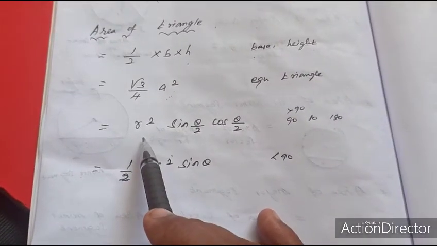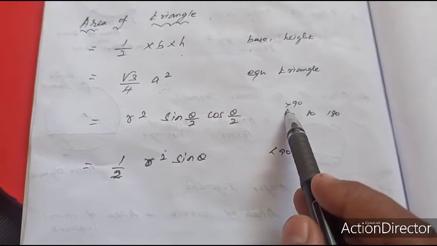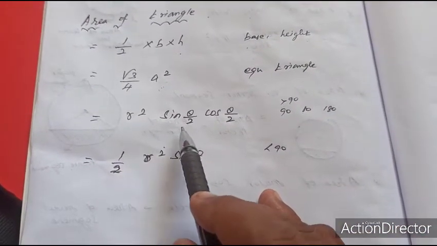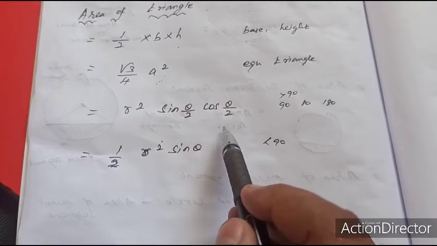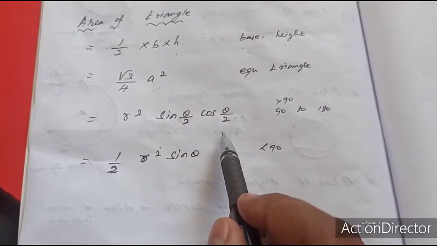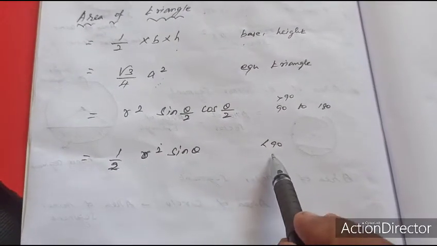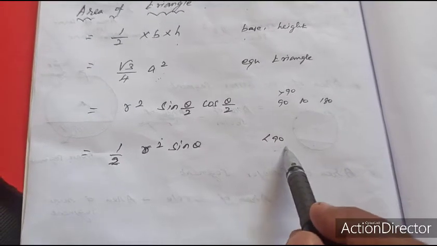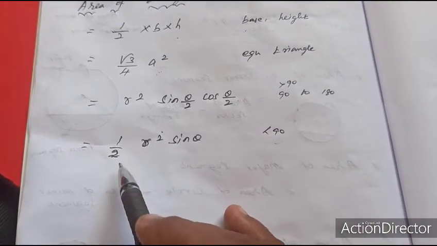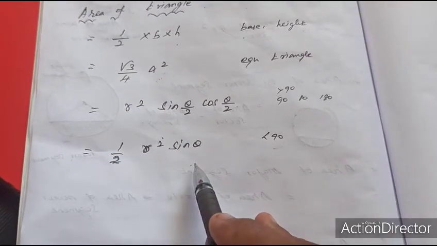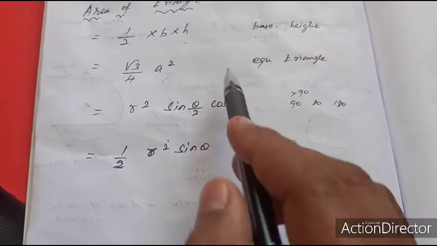Or another formula: if the angle is greater than 90, use the formula r square sin theta by 2 cos theta by 2. If the angle is below 90 degrees, like 60 or 40, use the formula 1 by 2 r square sin theta.